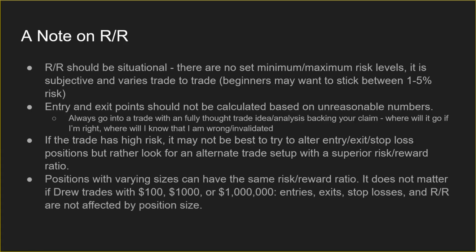Now, positions with varying sizes can have the same risk to reward ratio. Doesn't matter if Drew trades with $100, $1,000, or $1 million. The entries, exits, stop losses, and risk reward ratio are not affected by the position size. These are all based on, especially with stop losses, profit targets, risk reward, it's all based on percentages. So once again, the percentages stay the same, but the amount of capital you're trading with will fluctuate.